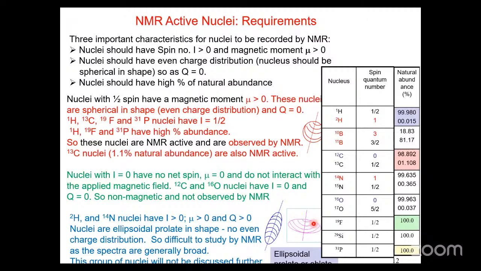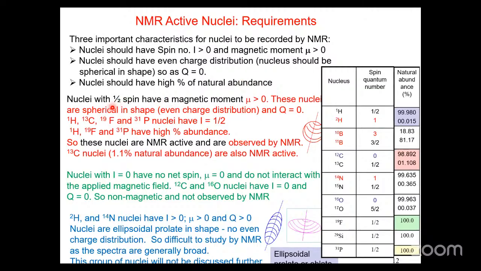So what are the requirements for an NMR active nucleus? The nucleus should have a spin quantum number I greater than 0. The magnetic moment mu should be greater than 0. The other requirement is an even distribution of charge. That means it should be a spherical nucleus, in which case Q is equal to 0.